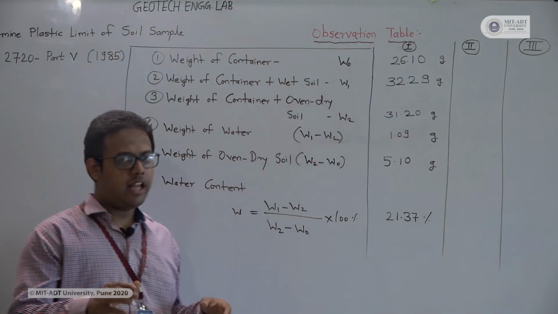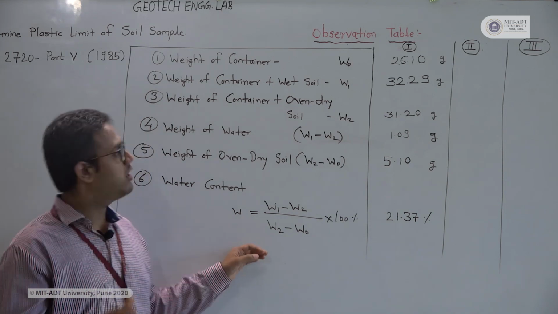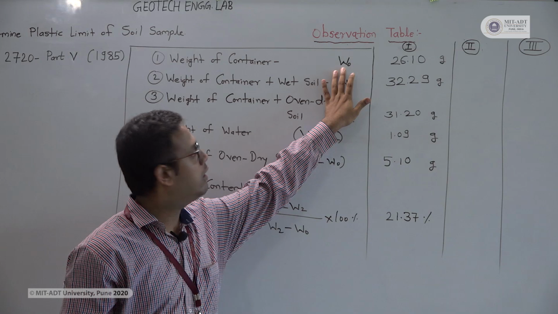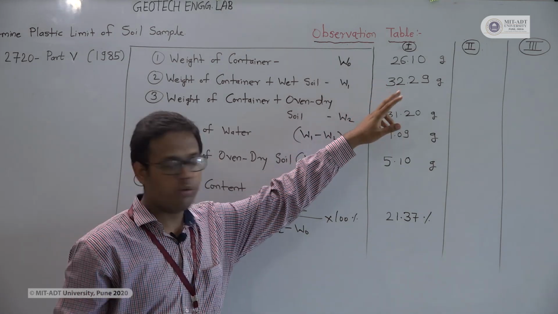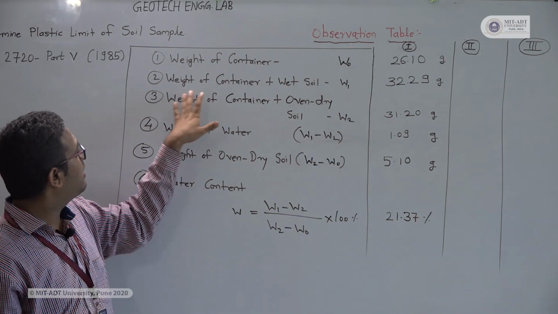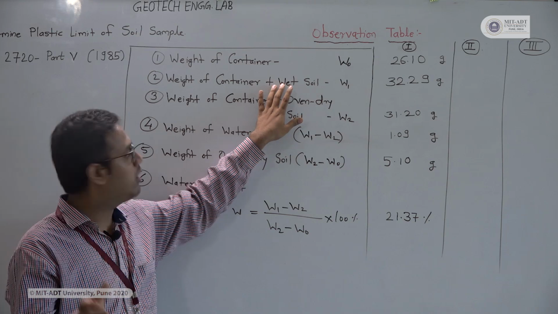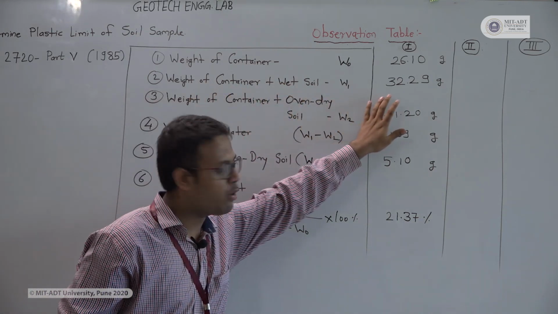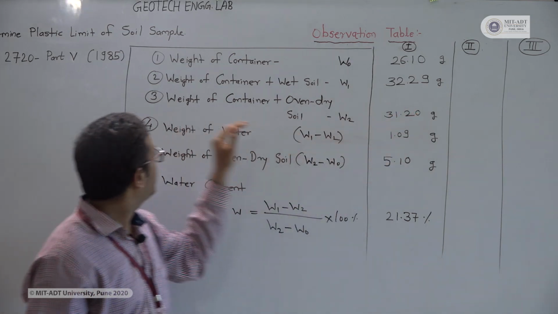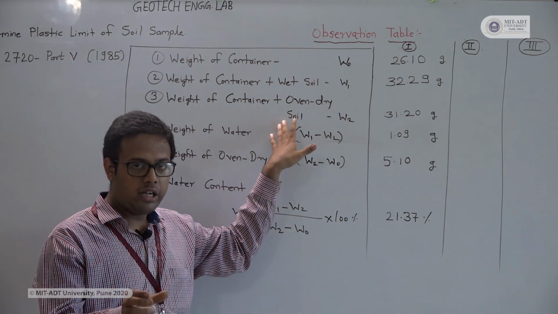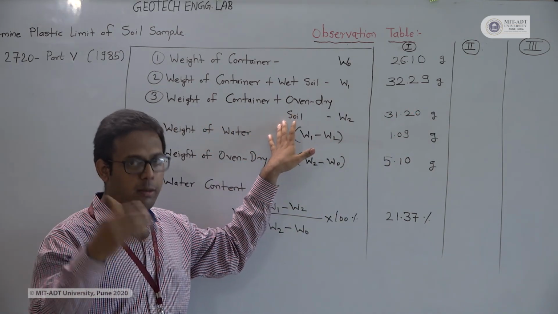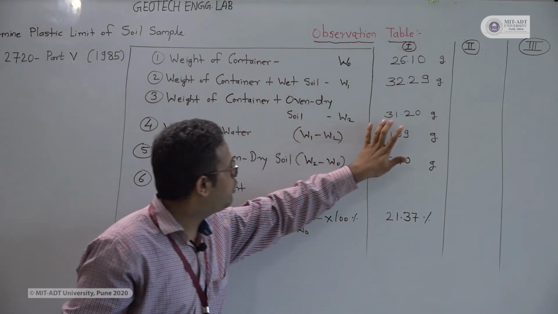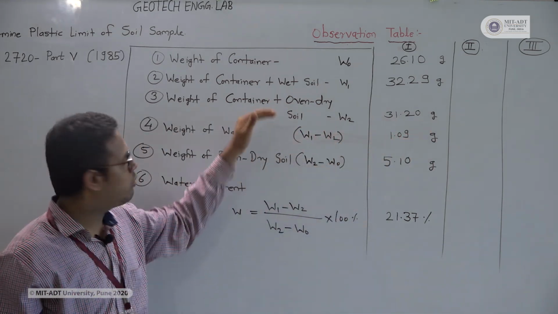Now after completing the experimental procedure, we proceed to the observation table. For the first trial, the empty weight of the container is 26.10 gram on a weighing balance. The weight of the container plus wet soil, the broken parts, is found to be 32.29 gram. After keeping the container in the oven for 24 hours, the weight of the container along with the oven dry soil is found to be 31.20 gram. This is the observation part.